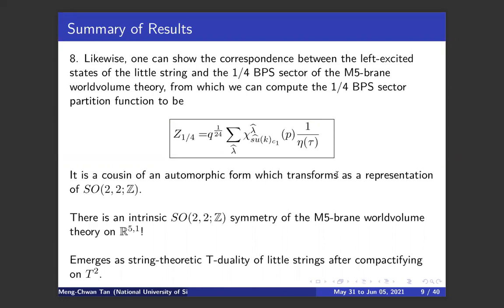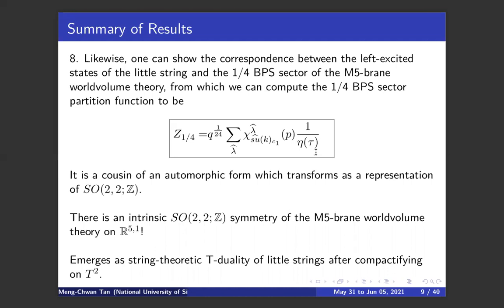So it's like a cousin of an automorphic form. You can see it has 1, 2, and 3 variables here, just like how automorphic forms have a number of variables. And then it transforms almost like an automorphic form, but not really. But it transforms as a representation of SO(2,2;Z). Okay, so there's an intrinsic SO(2,2;Z) symmetry of the M5-brane worldvolume theory on R^{5,1}. So that's very interesting. It emerges as the string theoretic T-duality of little strings after compactifying on T^2. Okay, so again, you see that it emerges as T-duality.